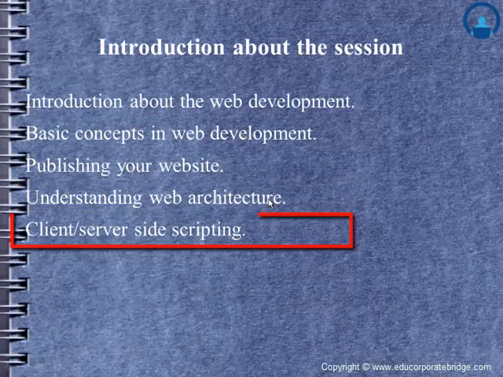Now there are two types of scripting on the web, that is client-side scripting and server-side scripting. In client-side scripting we script on the client side, and we make changes, or we can create the output in another way, by using client-side scripting. Client-side scripting is used to make changes at the client side.